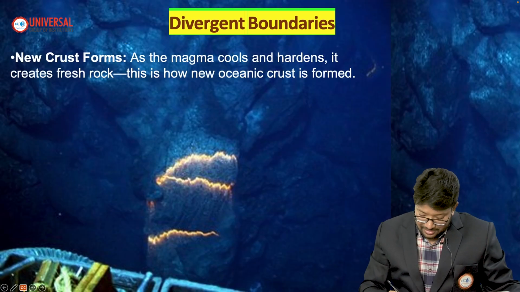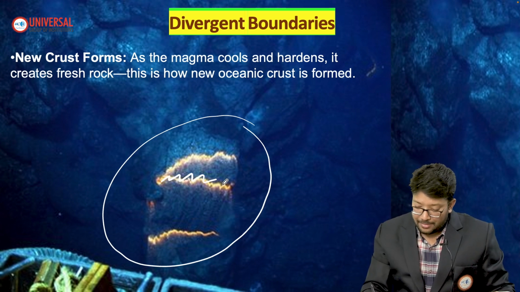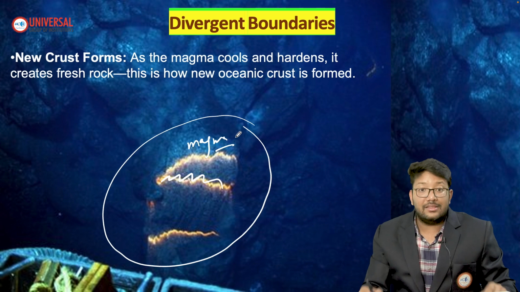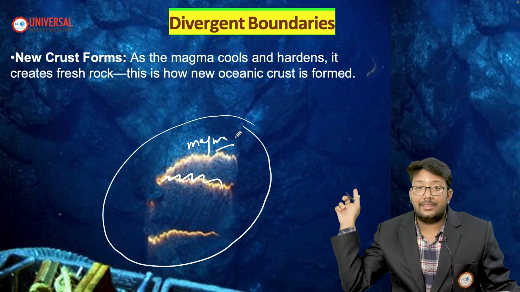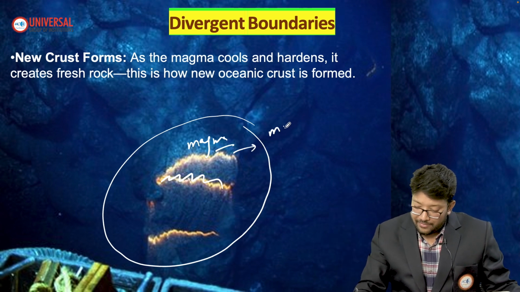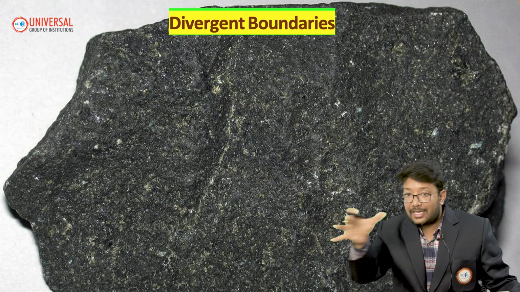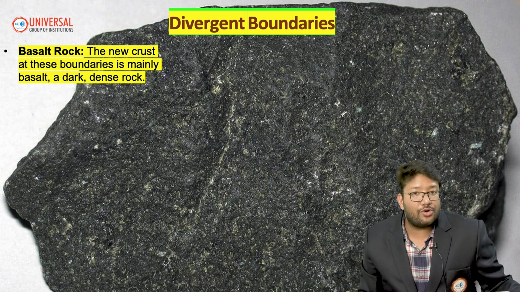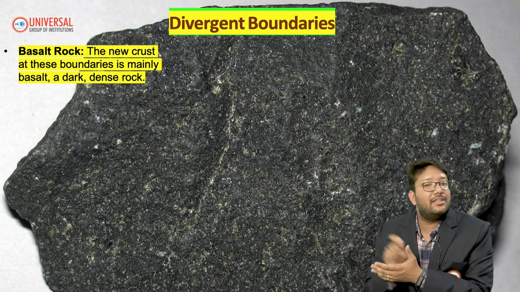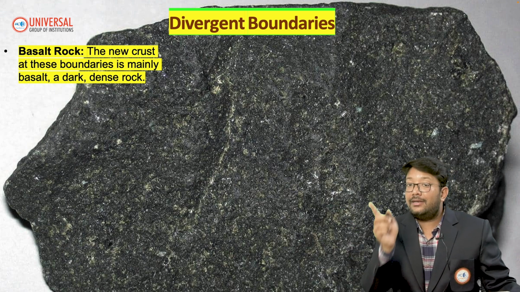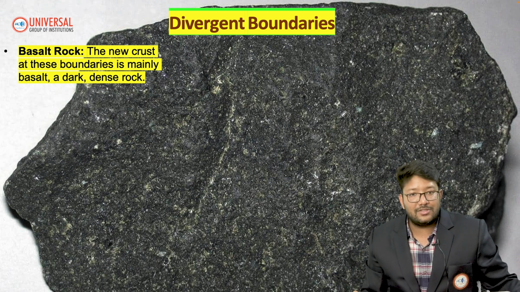Now you can see this real photo of the sea surface where two plates are moving apart, and the magma is coming out. This is how oceanic crust is formed. The magma will cool down, and the moment it cools, it becomes igneous rock. In the case of oceanic floors, this rock is called basalt. The new crust at the boundary is mainly basalt, a dark, dense rock, as you can see in the photo. Whenever two continental plates collide, granite forms.